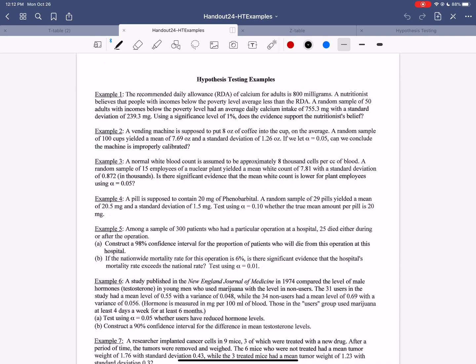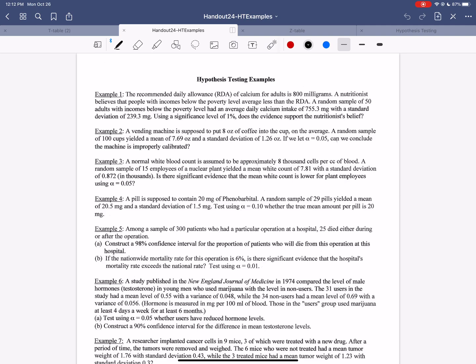So, example number 1. The recommended daily allowance of calcium for adults is 800 milligrams. A nutritionist believes that people with incomes below the poverty level average less than the RDA. A random sample of 50 adults with incomes below the poverty level had an average daily calcium intake of 755.3 milligrams with a standard deviation of 239.3 milligrams. Using a significance level of 1%, does the evidence support the nutritionist's belief?